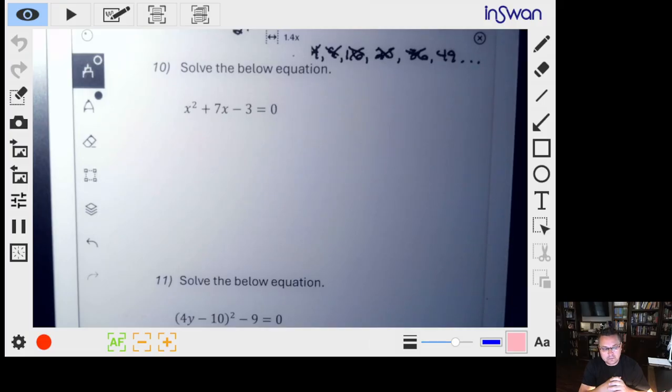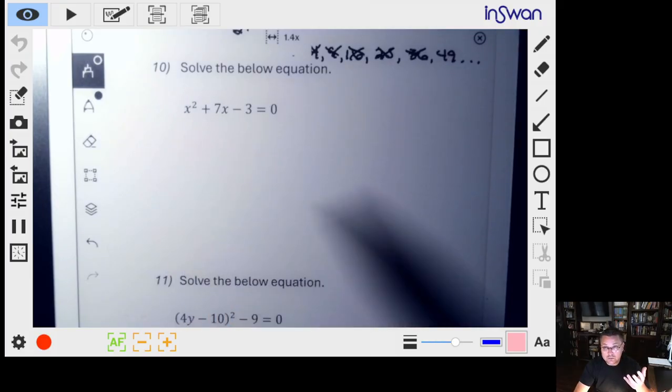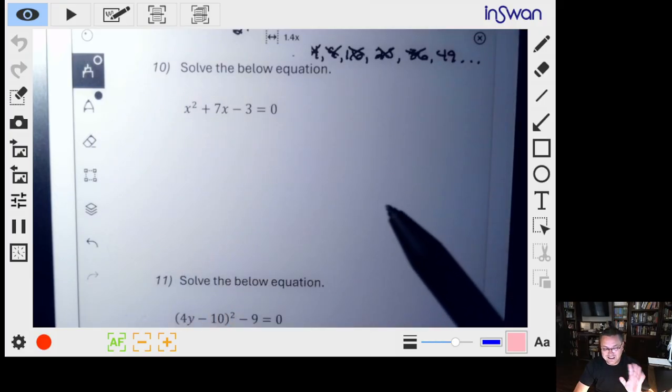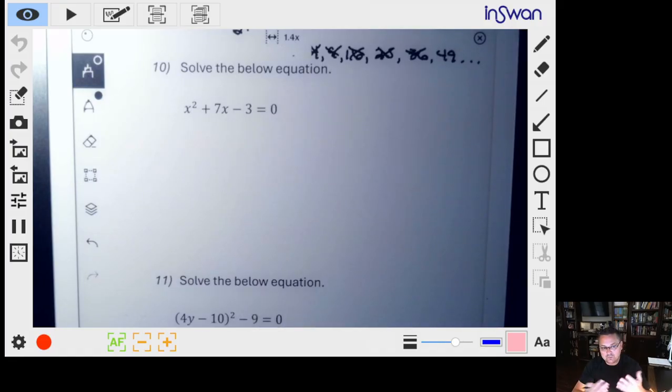In this particular case, I don't really want to complete the square because then I've got to divide by 2. When you complete the square, you take the linear term divided by 2, so I'd have 7 over 2. And I just really don't want to deal with fractions if I don't have to. So I'm going to go to the quadratic formula because I don't think this guy is going to factor out nicely. In fact, I'm positive it's not going to.